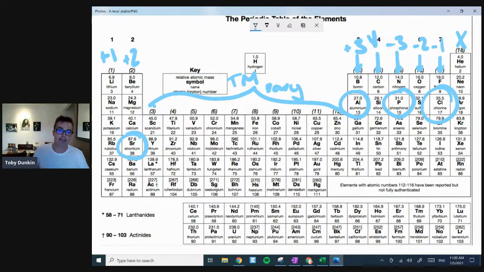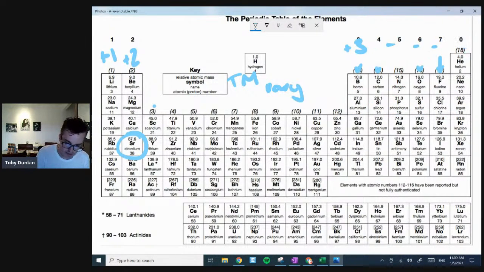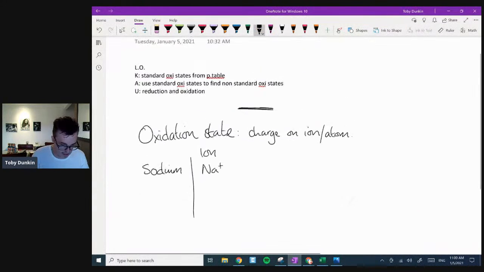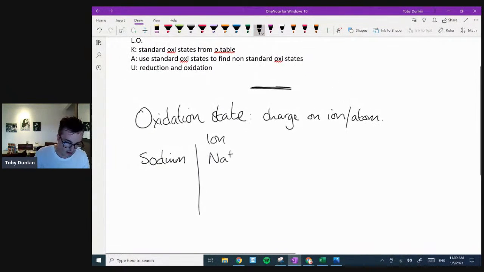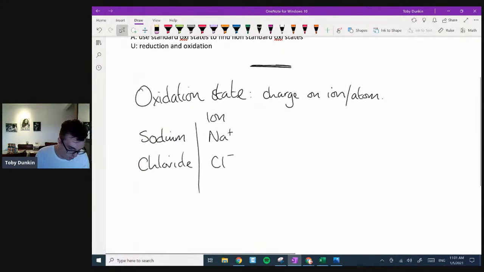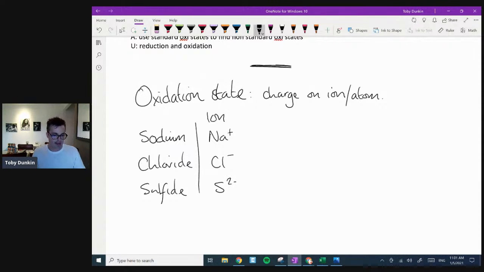Now, there are certain things that you do just have to flat out learn. So at this stage, I can go back to my notes. And I'm going to actually add a couple of these. Chloride is Cl-. Let's also add another one, a sulfide ion, as -2, S2-. Doesn't matter if you do -2 or 2-, it makes no difference.